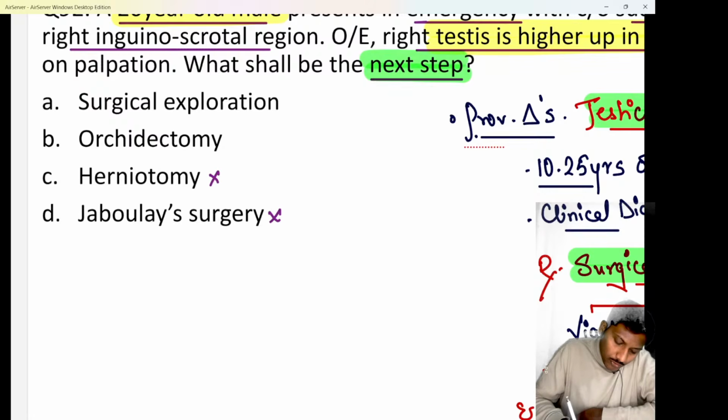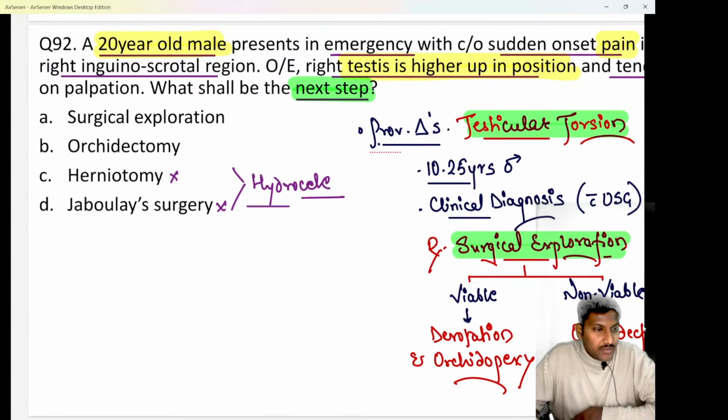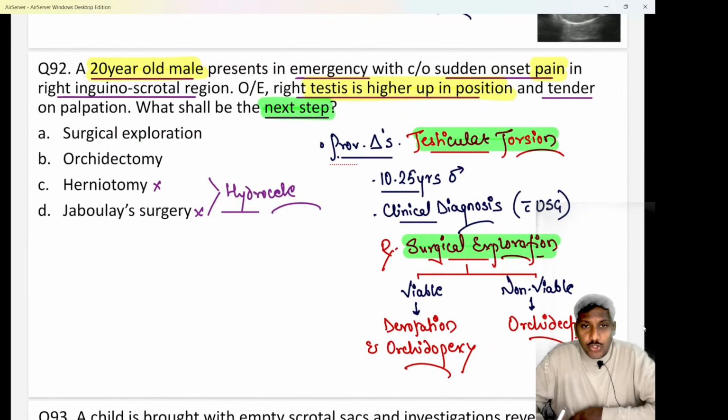Option C is herniotomy. We know whether it is Jaboulay's surgery or a herniotomy, both these procedures are done for hydrocele. Whenever it is a congenital hernia, we tend to go for a herniotomy procedure, whereas if it is a large hydrocele, we tend to go for a Jaboulay's surgery. So hydrocele is collection of fluid inside the scrotal sac, but we know hydroceles are usually painless. So herniotomy or Jaboulay's, both are done for hydrocele.